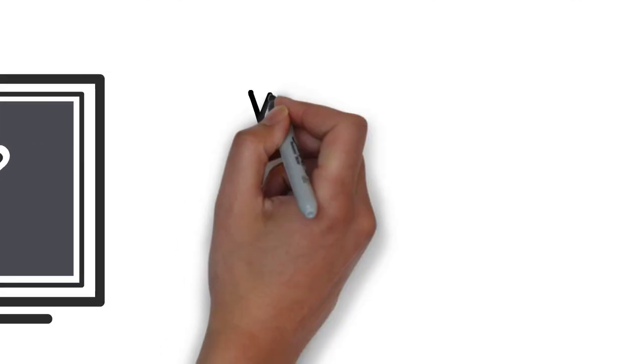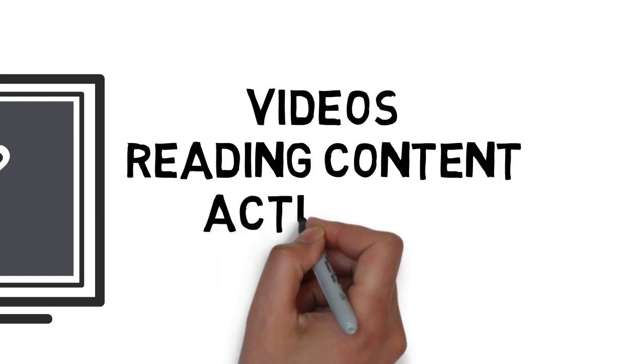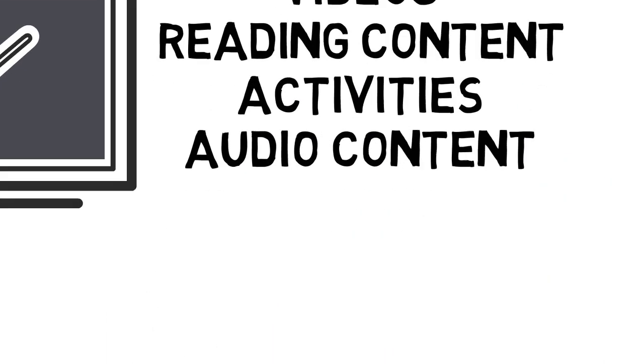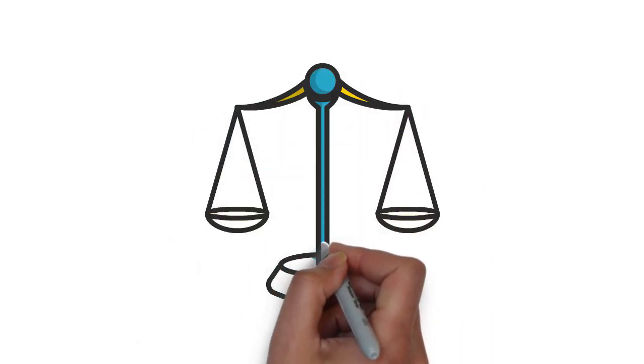Will you include video, reading content, activities, audio content? What type of visuals will you have? Will you have a community learning area? You need to make sure you have a balance of visual, audio and practical lessons so that everyone is engaged and provided with the optimum learning experience.